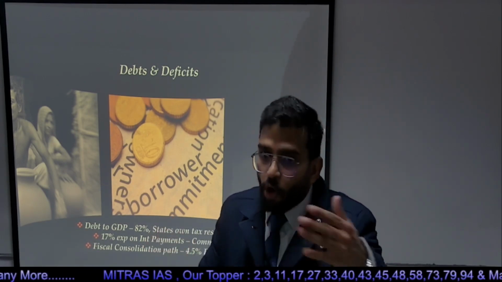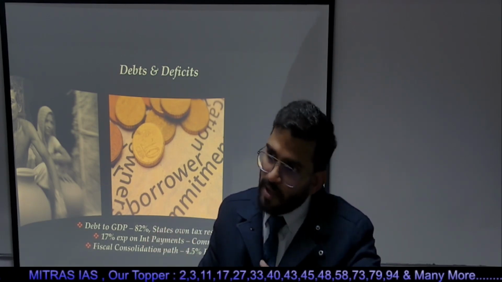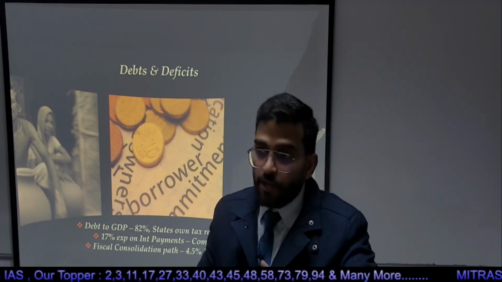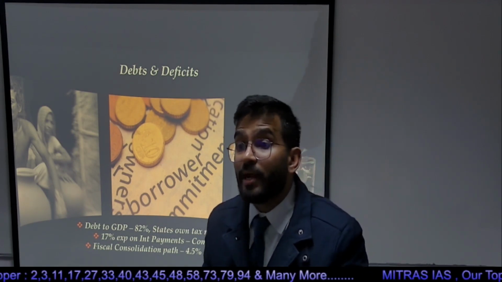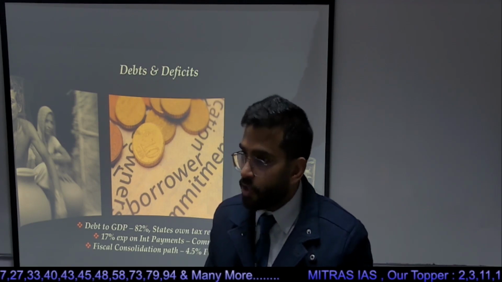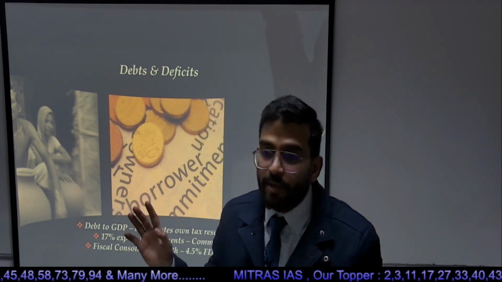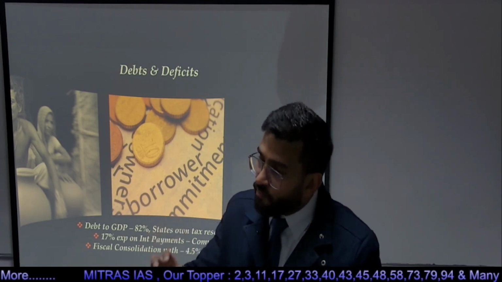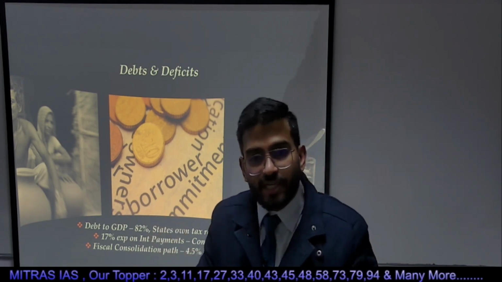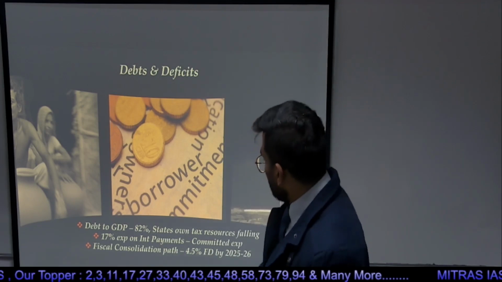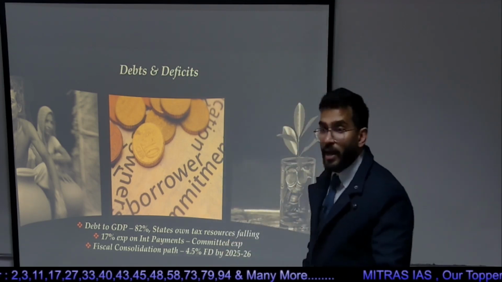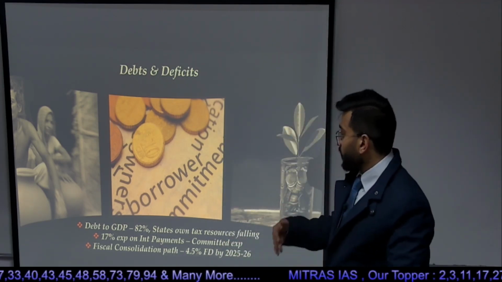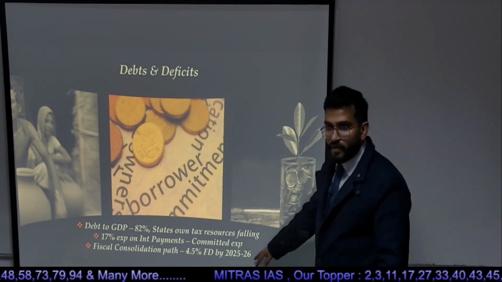So if you are borrowing more, you have to pay more interest on that as well. And that is a committed expenditure. The government cannot say that I am going to wash my hands of it. The government cannot be a willful defaulter. So therefore, the government's hands are always tied because it has taken so many loans. In that context, interest payment is a huge amount, and that is again something that we need to see, and we'll talk about this fiscal deficit in the last.